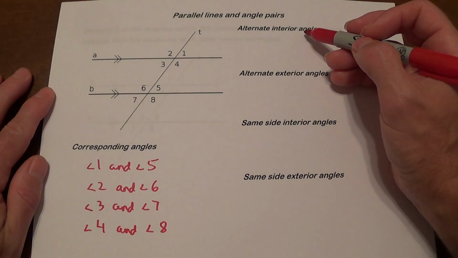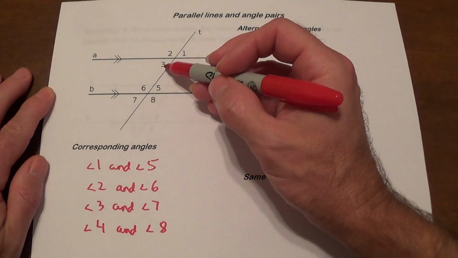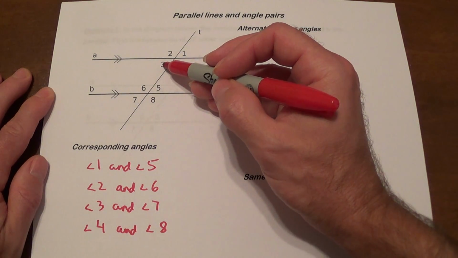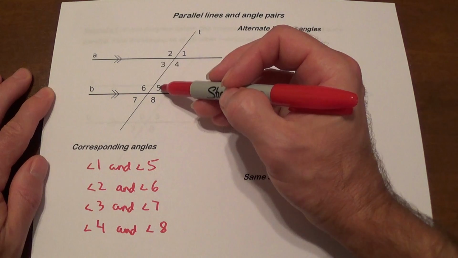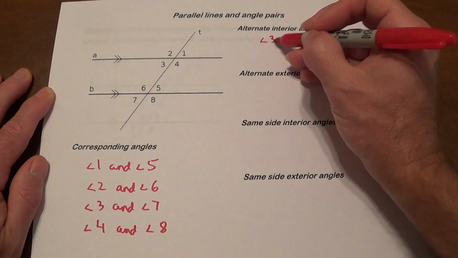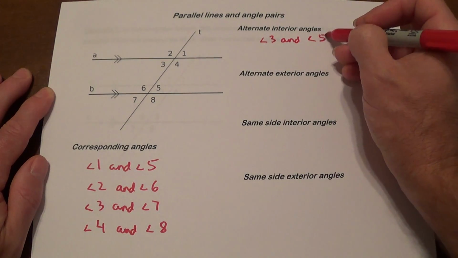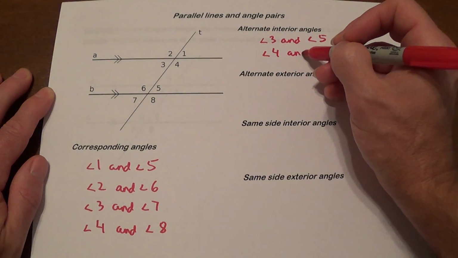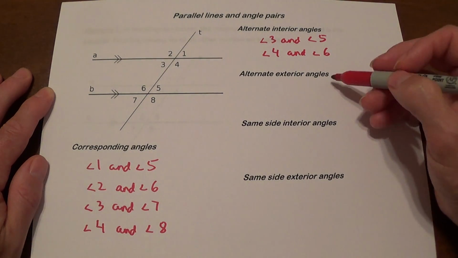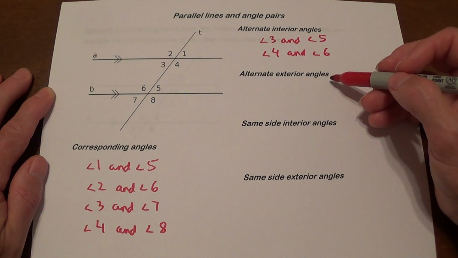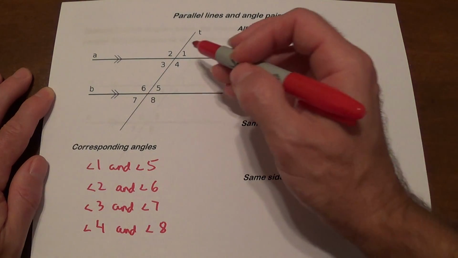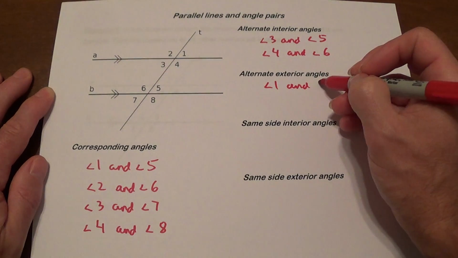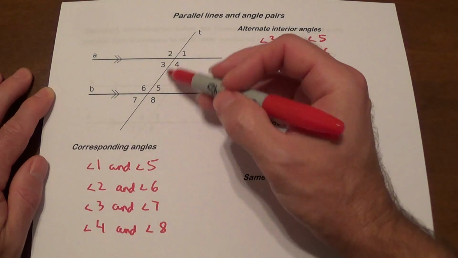Alternate interior angles. Alternate interior angles lie inside on the opposite sides of the transversal. This is the transversal. So angle 3 and angle 5, opposite sides of the transversal. And also you have angle 4 and angle 6. Alternate exterior angles. Similar concept, but on the exterior. Those are angles 1 and 7, and also angles 2 and 8.